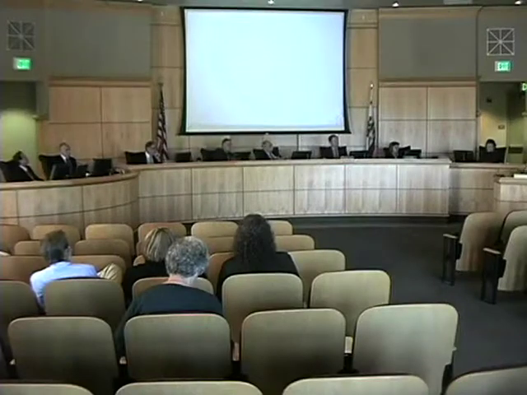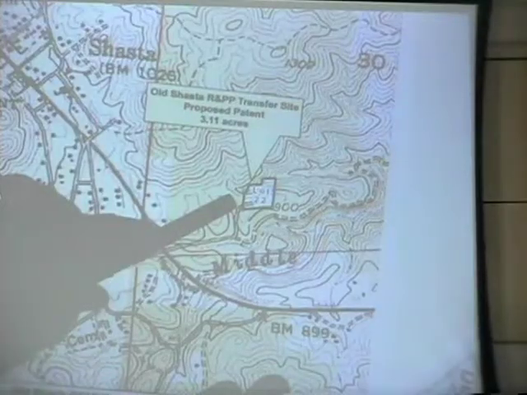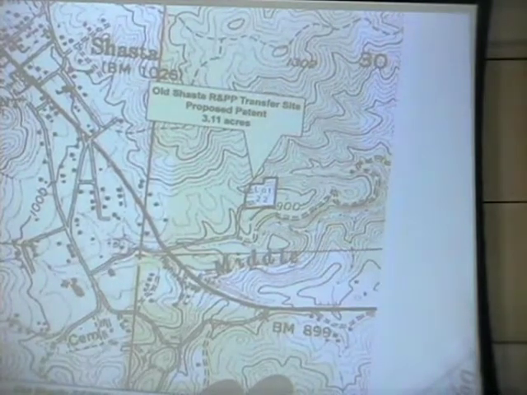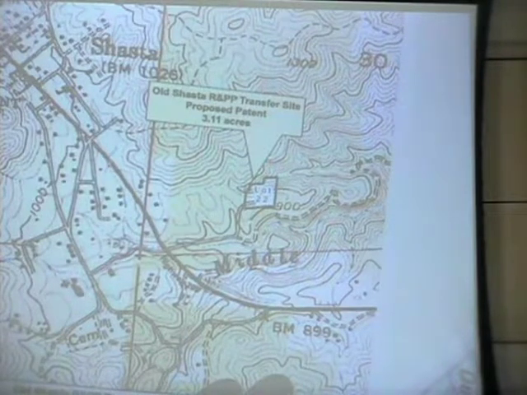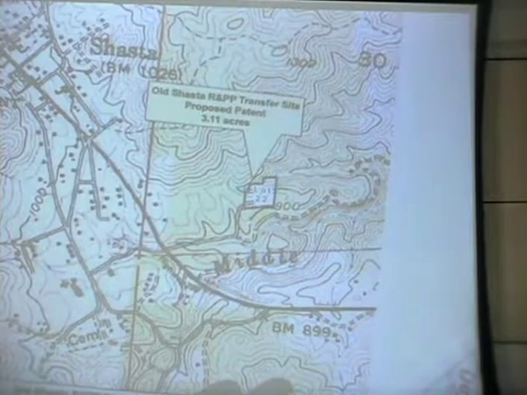The old Shasta site, the proposal is to transfer this to the county of Shasta for a transfer fee of $50. That process has already gone through the Federal Register process, as the landfill property has. And the patent is in their Sacramento office, and within a month approximately, we can take title to this and continue to use it as a transfer station.